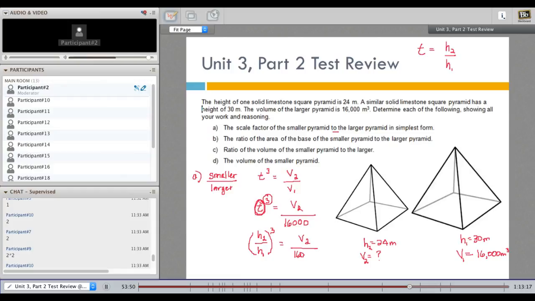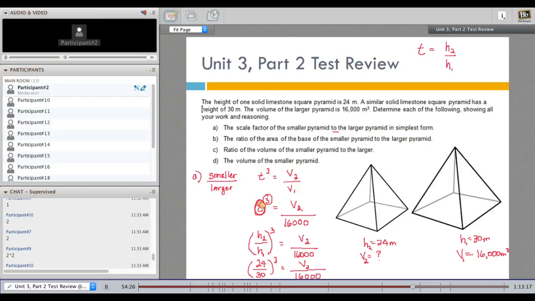Now you're probably like, well, how did that help me? Because now I have 3 unknowns, but we actually know height 1 and height 2. Once I plug those in, I'm going to have 24 over 30, cubed, equals volume 2 over 16,000. Okay, so let's take a break there and take a second for that to sink in. Take a look at this. I think from here to here is the hardest part.